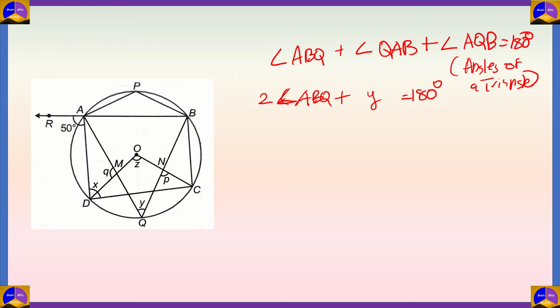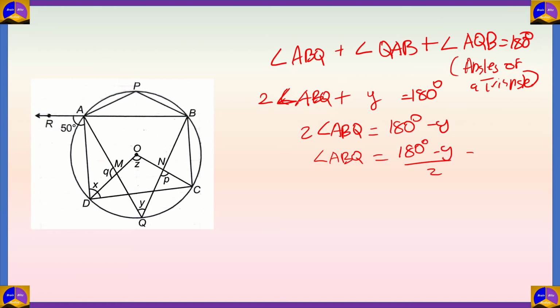Now if we take y to the other side, we get 2 ABQ is equal to 180 degrees minus y. And if we take 2 to the other side, we get angle ABQ is equal to 180 degrees minus y, the whole divided by 2. Now this is equal to 180 divided by 2 minus y by 2. So if we do 180 divided by 2, we get 90 minus y by 2. So this is how we define ABQ and QAB.